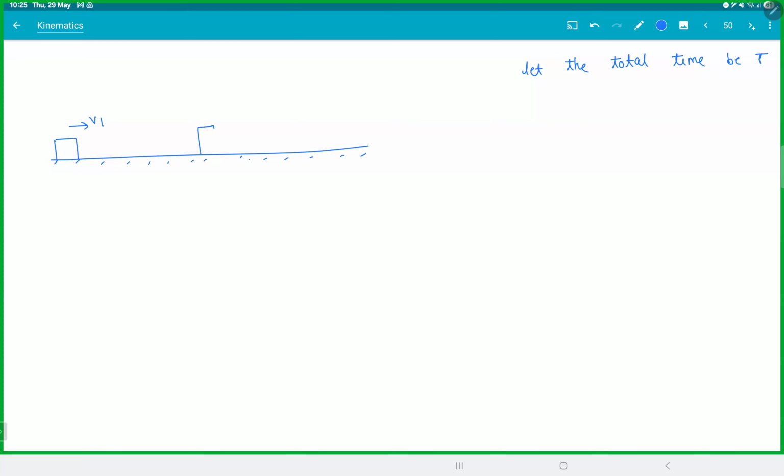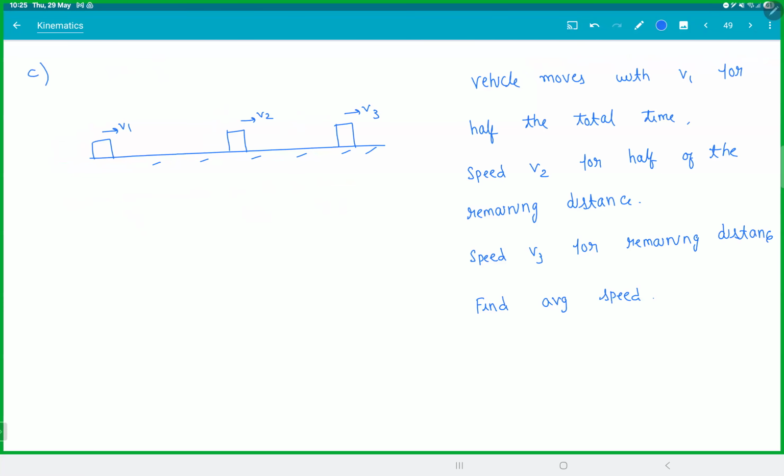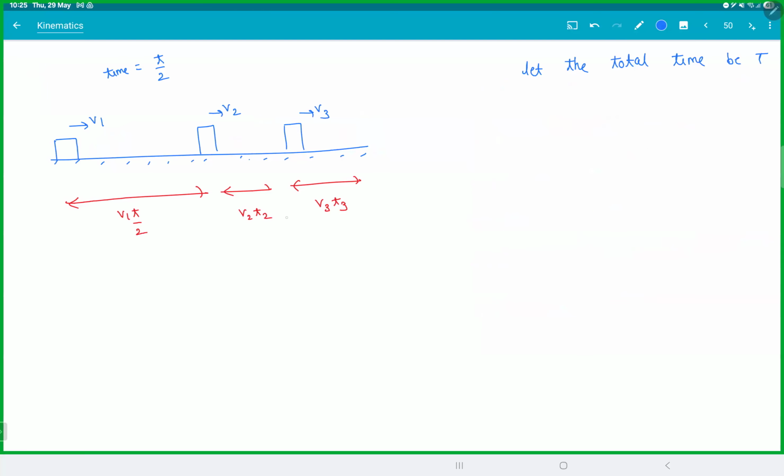So for half the time you're traveling here with V2, so you have traveled for half the time. So this guy has taken a time T by 2, so this distance is V1 T by 2. And then let's say this thing traveled for a time T2 with V2, and this thing traveled for T3 with V3. And you're saying for half of the remaining distance, right? So basically V2 T2 must be equal to V3 T3, because you said both are equal, half of distance.